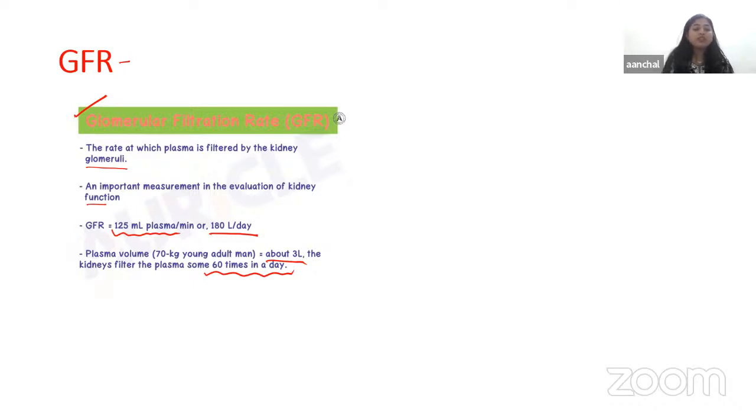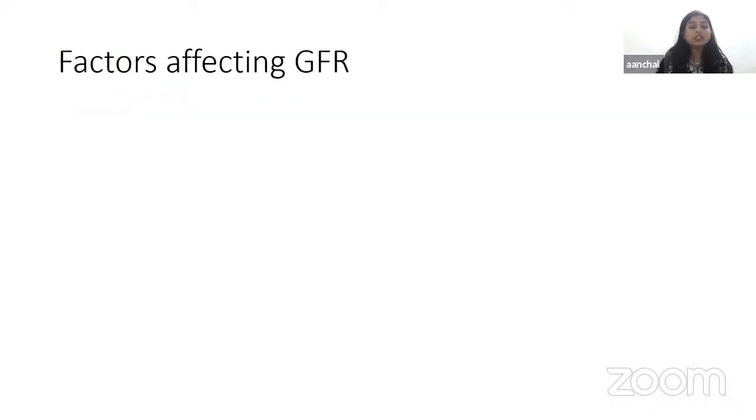Various factors are responsible for the regulation of GFR, and we are going to discuss them. First, renal blood flow. This is a very important factor for glomerular filtration, and GFR is directly proportional to blood flow. If renal blood flow increases, ultimately the GFR will also increase.